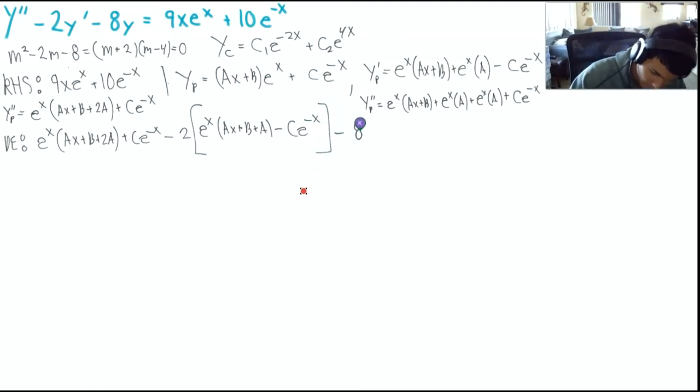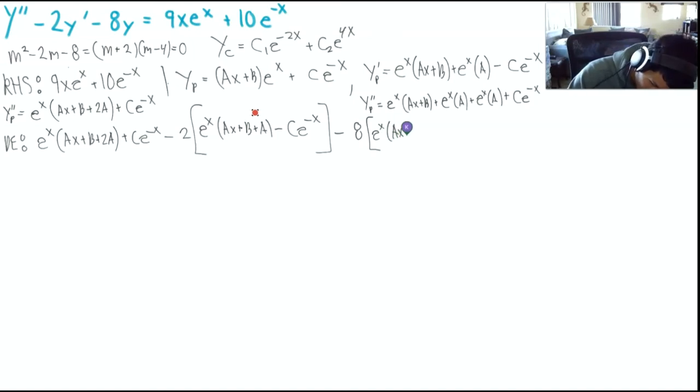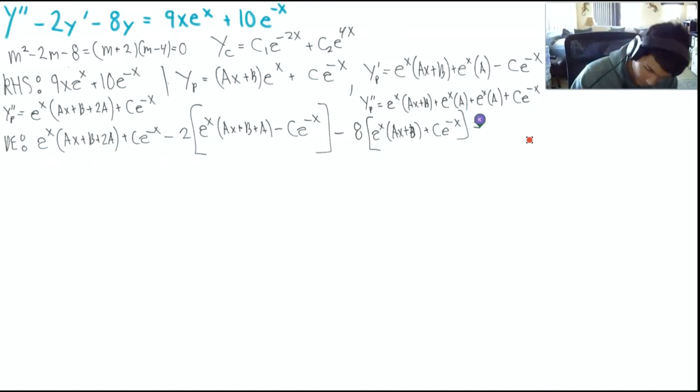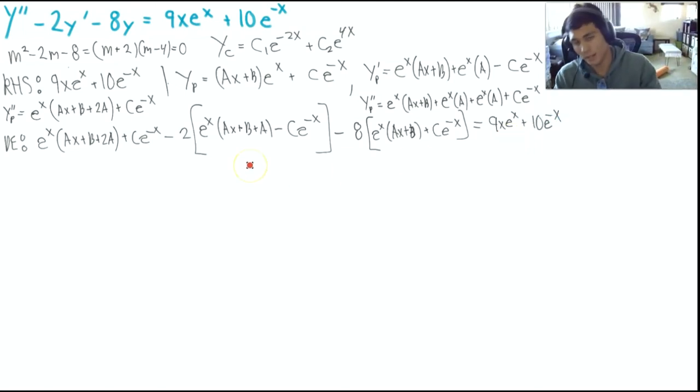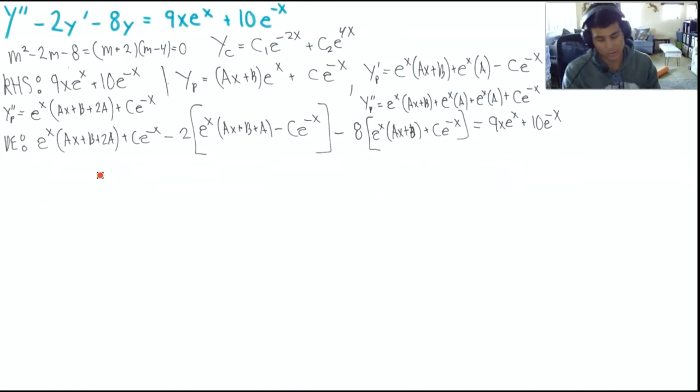Okay, now let's minus 8 of the regular yp, which is this: e to the x, ax plus b, plus c e to the negative x. Okay, so this is our differential equation, and it is all equal to 9x e to the x plus 10 e to the negative x. Now, before we even try to find our coefficients, let's make this look a lot nicer.